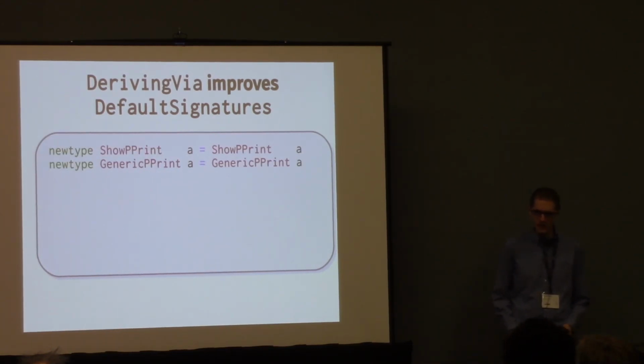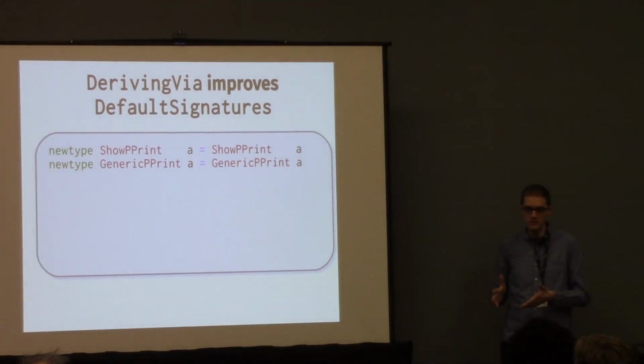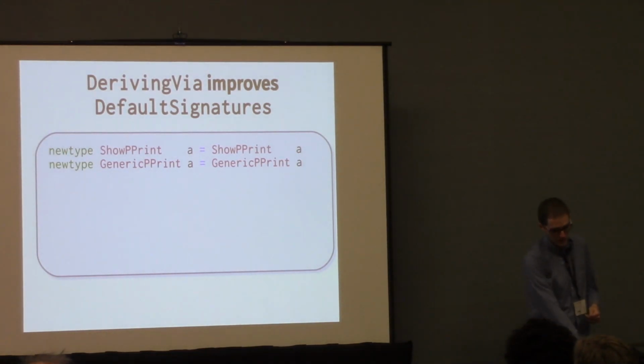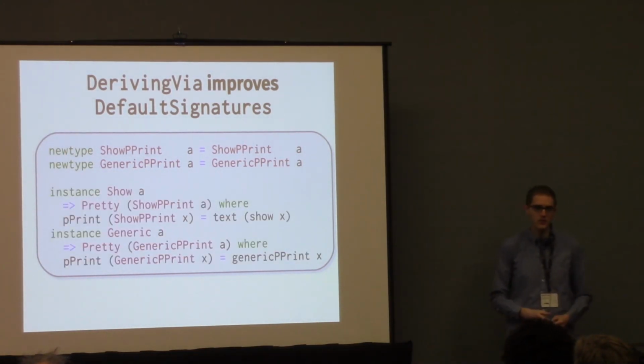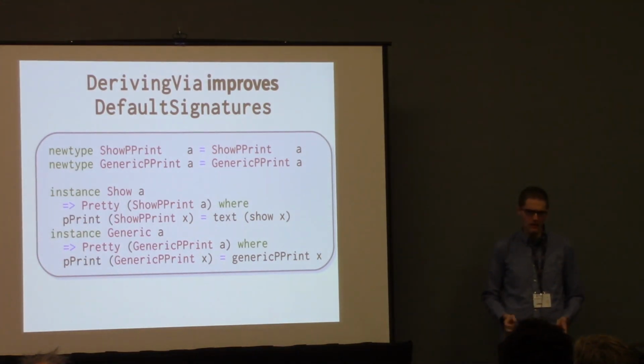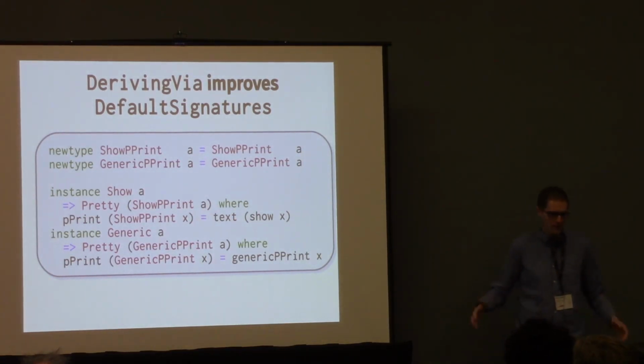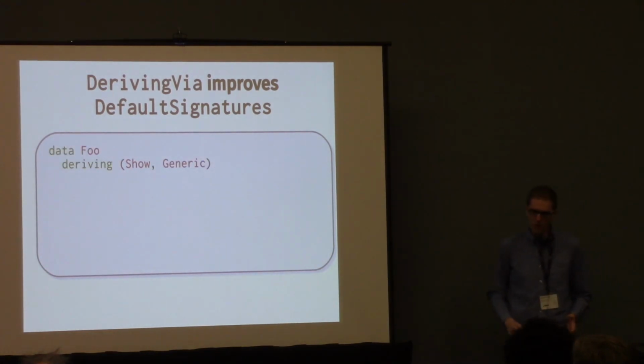So the way we're going to accomplish that is to first declare Pretty without the default signature, and then come up with these two new types, which I'll call ShowPprint and GenericPprint. The reason I gave them these names is because we're going to give them instances of Pretty. For the Pretty instance for ShowPprint, we're going to inline the Show-based default, and for the Pretty instance for GenericPprint, we're going to inline the Generic-based default. Once we have these in place, then if we want to come up with a derived instance of Pretty for the Foo data type, now all we have to do is say deriving Pretty via ShowPprint.